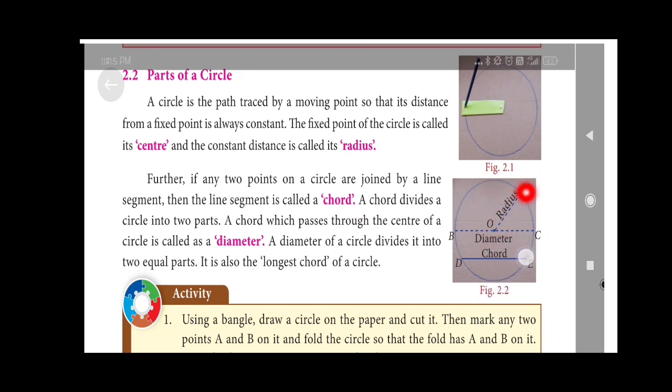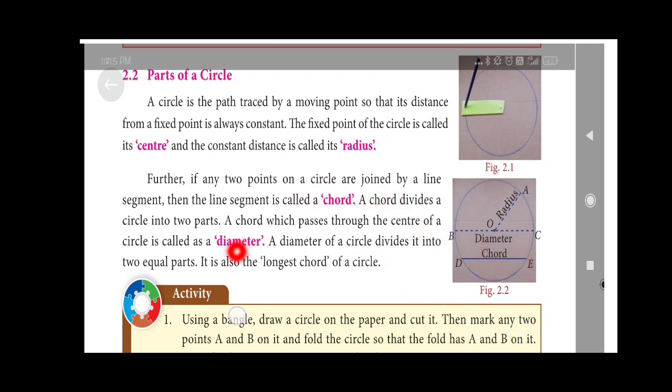Here you can see center to the circumference of the circle. This is called radius. Then further, if any two points of a circle are joined by a line segment, then the line segment is called a chord. So chord means when a line segment joins two points on a circle. So here D and E are the two points on a circle. This connecting line is called chord. So we can draw a chord from D to A or D to C also. So any line which joins two points of a circle is called chord.